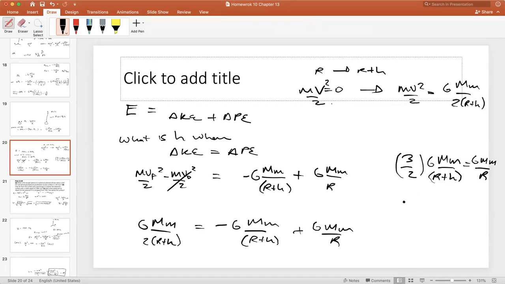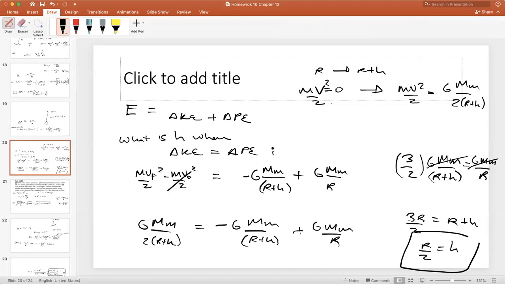So we can kill those. And what we see is we get that 3R over 2 is equal to R plus H. Cancel this stuff out and cross multiply. So if I move this over, I get that R over 2 is equal to H. Pretty simple. Long, long explanation to basically say that the change in potential energy, this is the final potential energy of gravity, this is the initial potential energy of gravity.